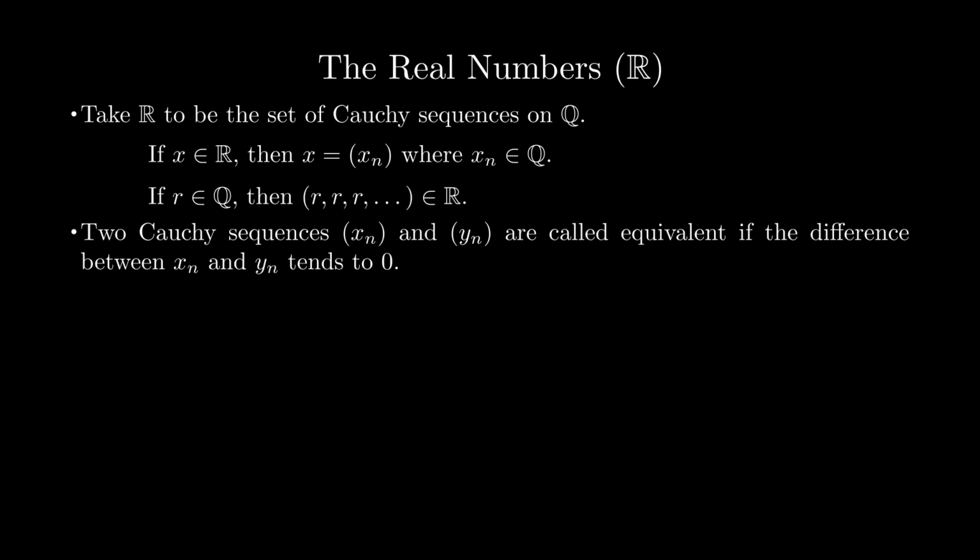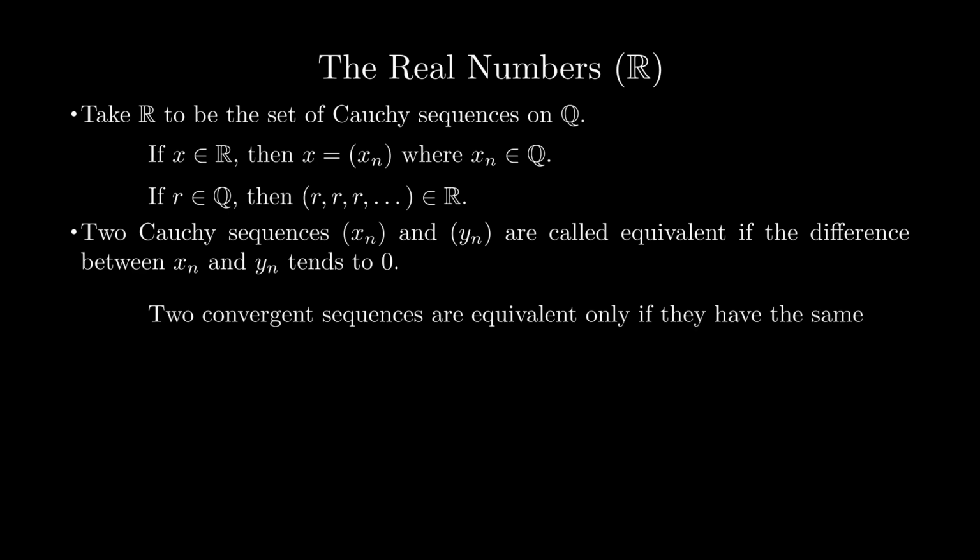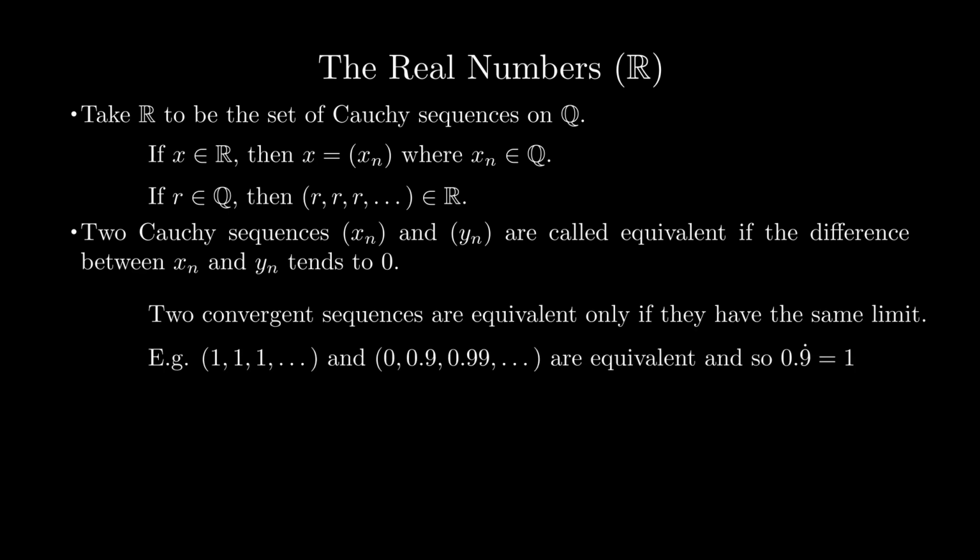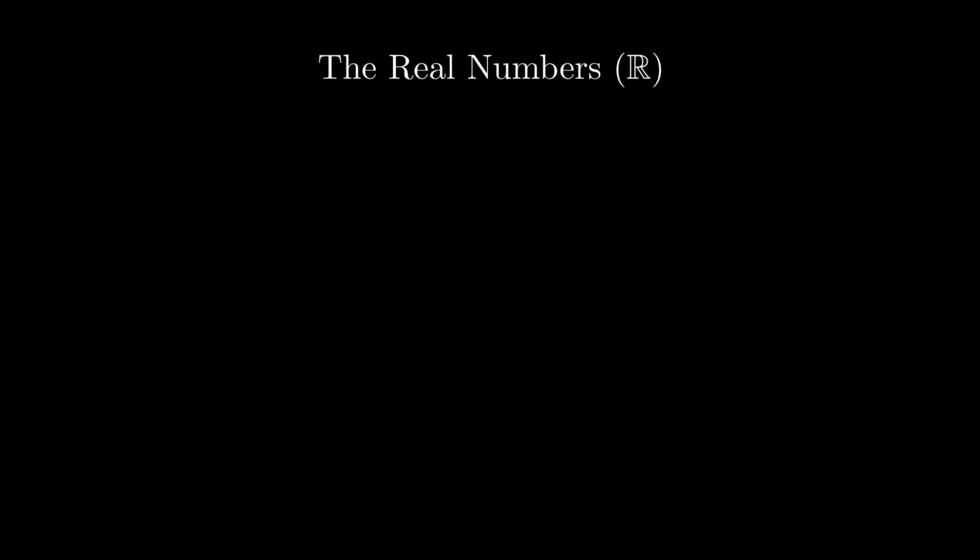Taking a closer look at these statements, we can see from the first one that Q is a subset of R by associating every rational number in Q with a sequence of just that number in R, noting that a sequence that repeats the same number is Cauchy. The second statement relates to the fact that elements in R are not unique. An example of this is a sequence of just ones and the sequence of 0.9 repeating. Because the difference between these two tends to 0, we get the result that 0.9 repeating equals 1.